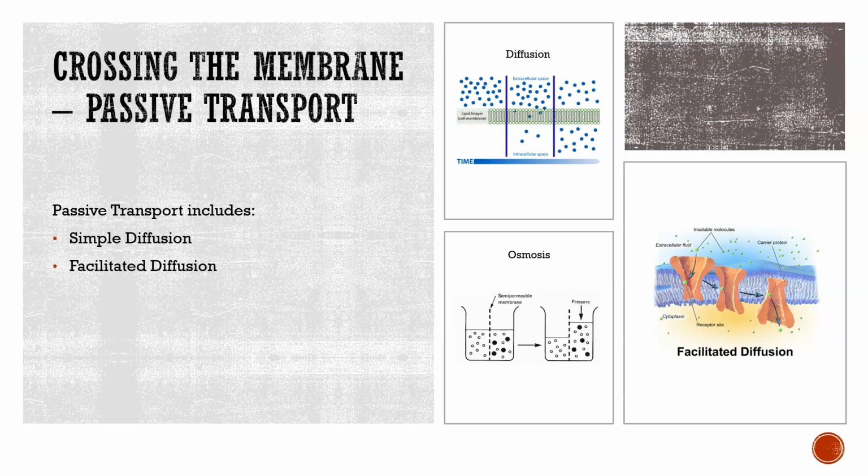And then we have osmosis. Osmosis is where water passes across a semi-permeable membrane, but it is against a concentration gradient. So it's slightly different to simple diffusion. We'll look at each of these in a bit more depth.